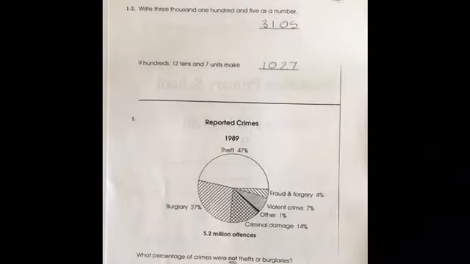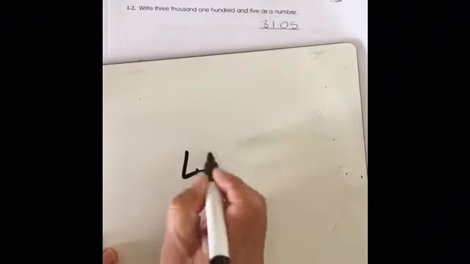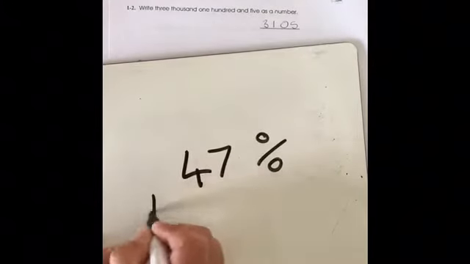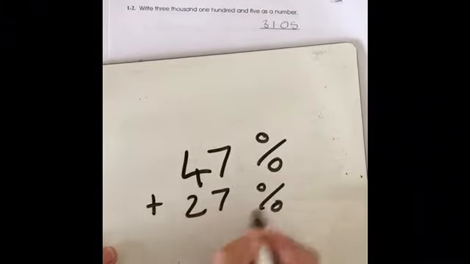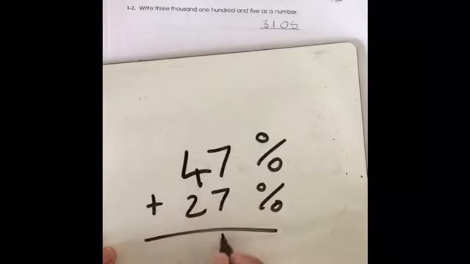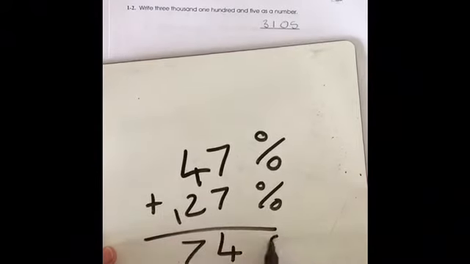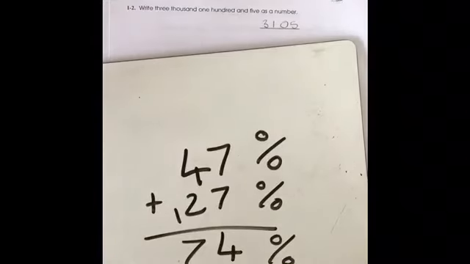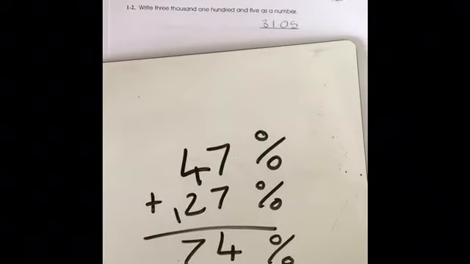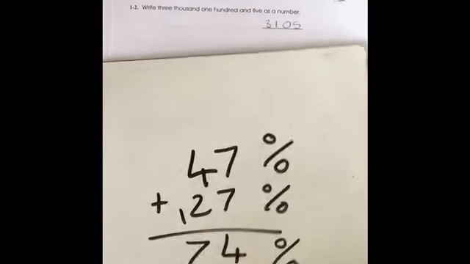So thefts were 47% and burglaries were 27%. So you're going to have to put those together, 47% and 27%. So that's thefts and burglaries together. And that ends up as 74%. But it's what was not thefts and burglaries, so it's everything else except that. So then you have to have your 100% take away 74.